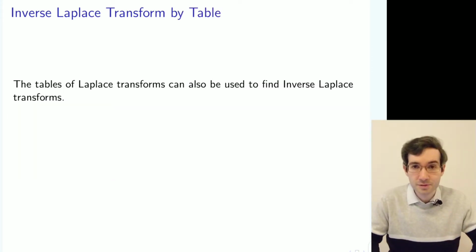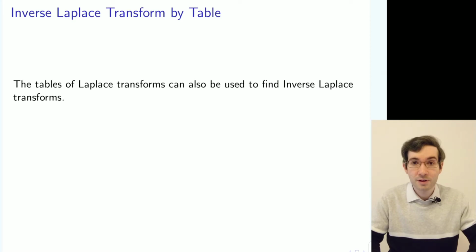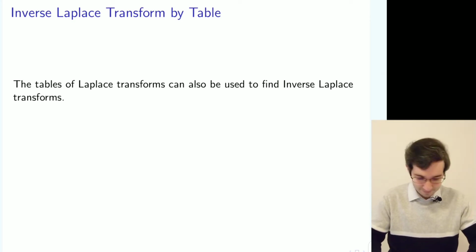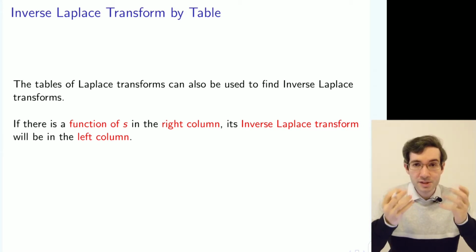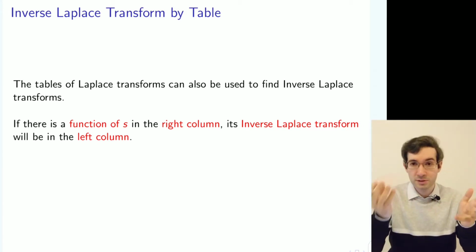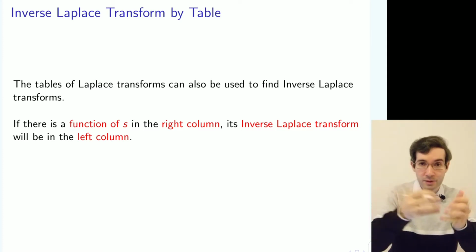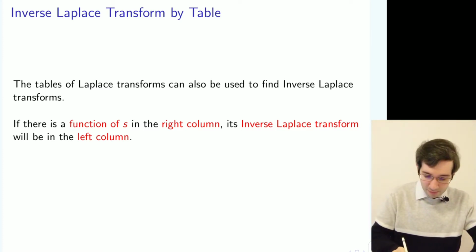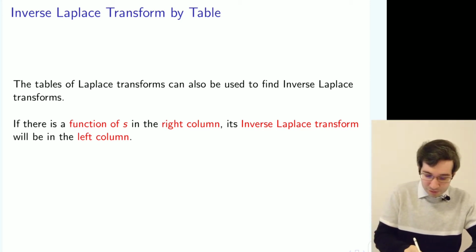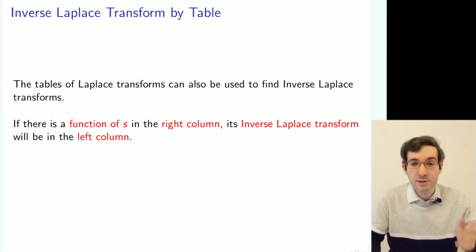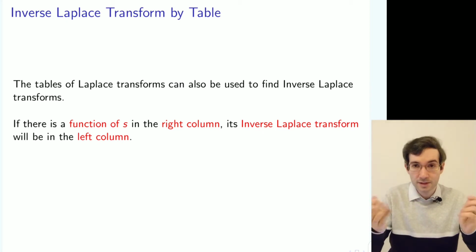Now the best thing to do is to use tables of Laplace transforms. The reason for that is because you already spent time understanding how to get from a function to a Laplace transform, so why not just save the time and go backwards? If you look at the right column of that table, you'll see Laplace transforms which depend on the S variable in S domain, and all you need to do is to find a corresponding function in the left column, and that will be the original function corresponding to that Laplace transform.